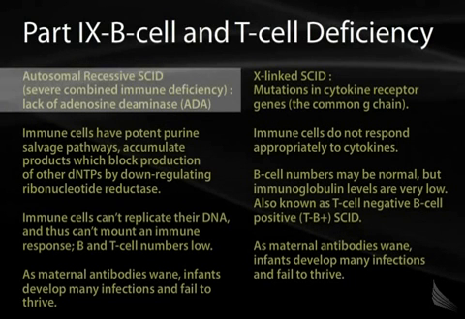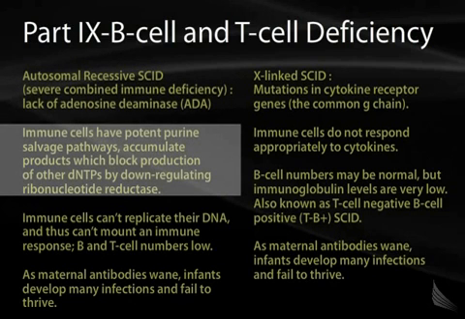So just to go through a couple of them: autosomal recessive SCID. This is the boy in the bubble disease, right? Lack of adenosine deaminase, ADA. Immune cells have a potent purine salvage pathway, and if you lack this enzyme, you get accumulation of products which block production of other dNTPs by downregulating ribonucleotide reductase.